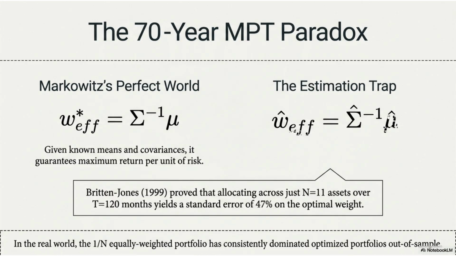Barely a blip. But even at 0.09, Britton-Jones found that the model's recommendation for how much wealth to put into the U.S. equity index had a standard error of 47%. 47%.